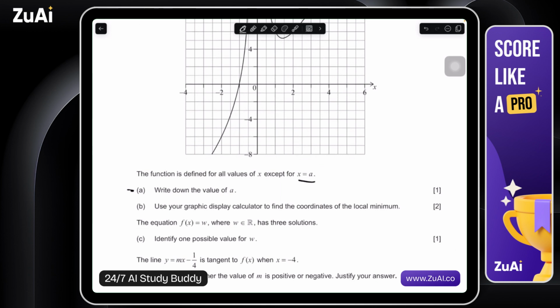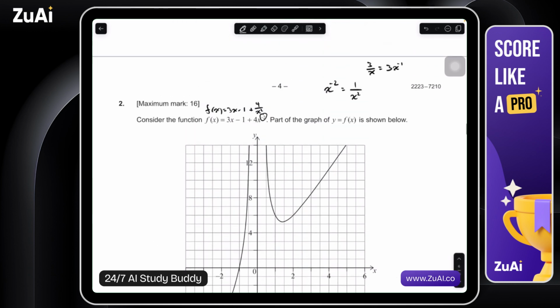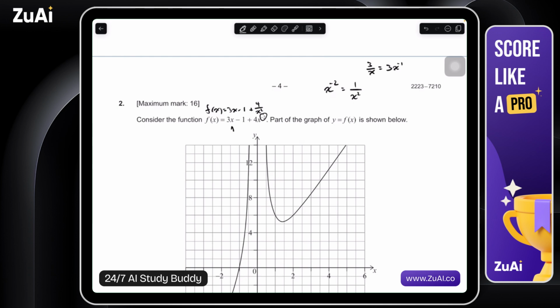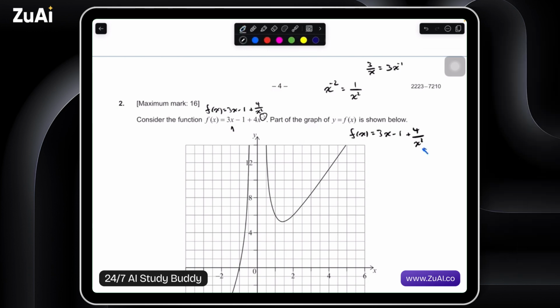We can also solve this graphically, writing down the value of a. So it says our function is defined for all values of x. That is to say, we can put in any value of x that we want into here, except for one single value. And since our function is f of x is equal to 3x minus 1 plus 4 over x squared, there's some value that we can't actually put in. And that's when x is equal to 0, because then at that point we have 4 divided by 0, which is illegitimate. It's not something that we can actually solve for.